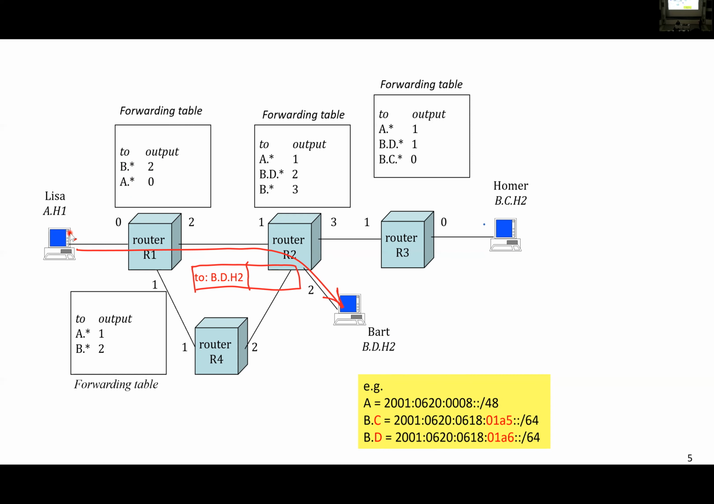What happens when a packet is received by this router? For example, if the packet goes to a destination IP address, I can mark it in this form, b.d.h2. This is a form that exists only in this slide. When you see an IP address, you will see all the bits, not the dots between the bits. It's a string of 128 bits. But here, to make the story easier to understand, I mark it as b.d.h2.